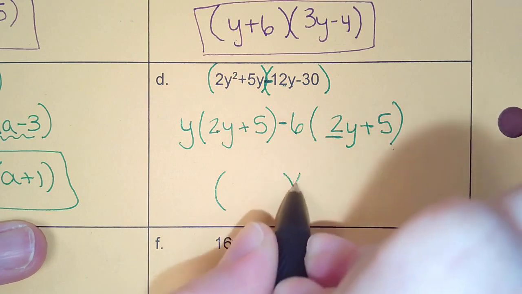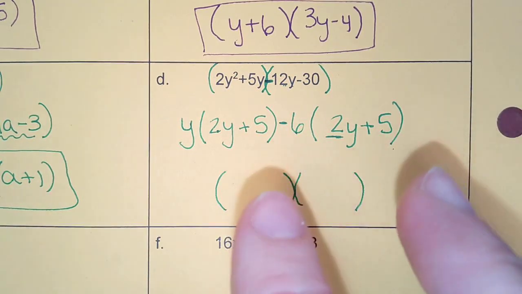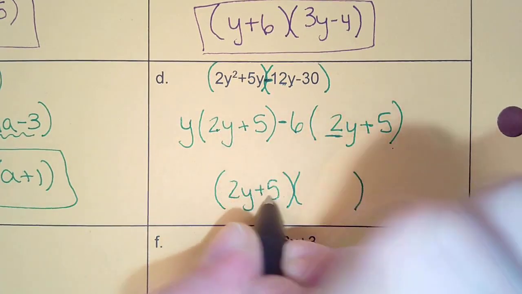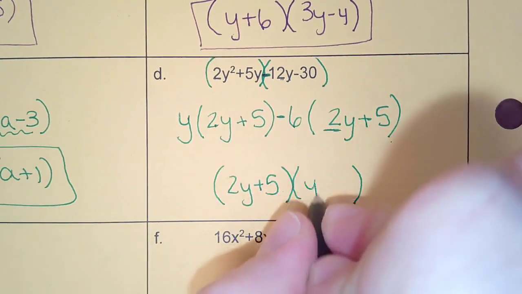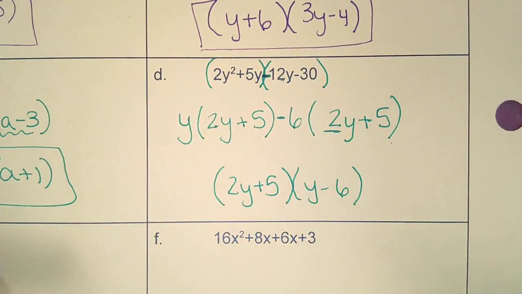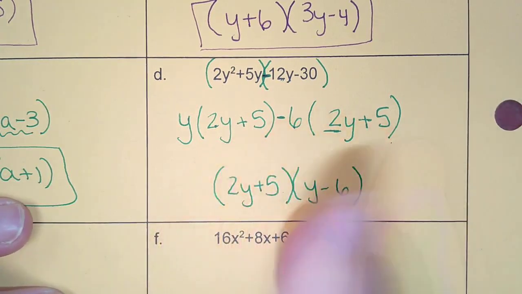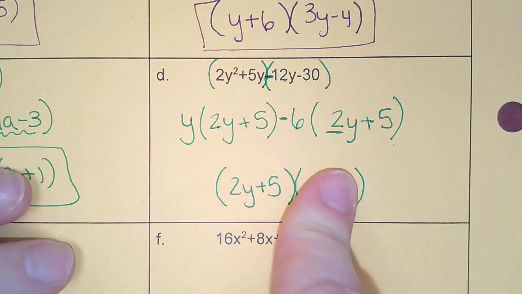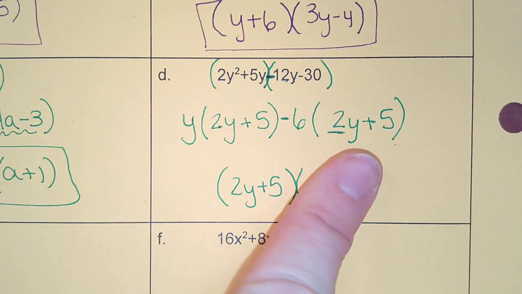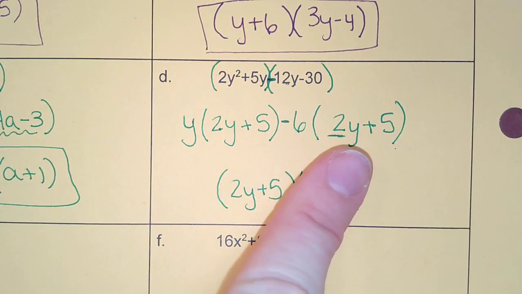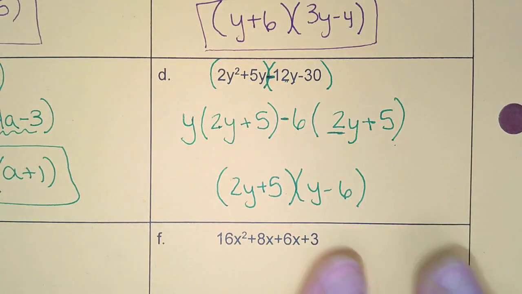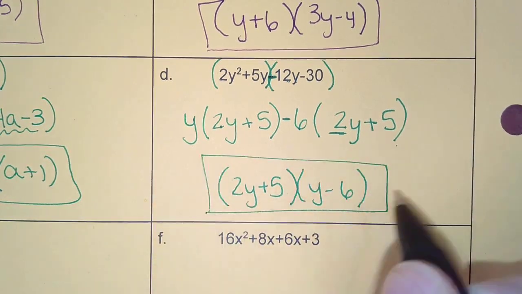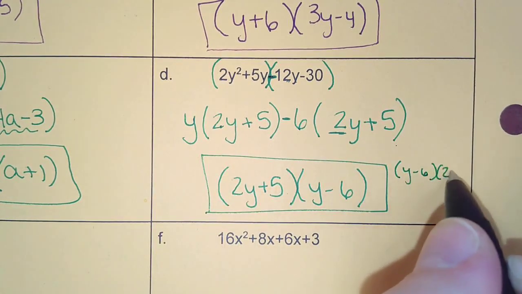My final answer should be 2 binomials multiplied together. I'm going to take out my GCF, so 2y plus 5. Then I will be left with y minus 6. So you might ask, does it matter if I have these flip-flopped? And no, it doesn't, because if this was 10 times 9, that's 90, and if this was 9 times 10, it's still 90. So if you had these flipped, that would be okay. So your answer could be y minus 6 times 2y plus 5.